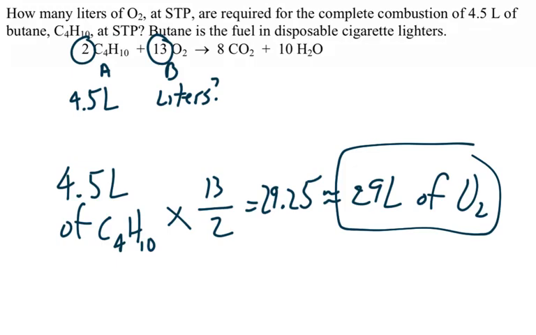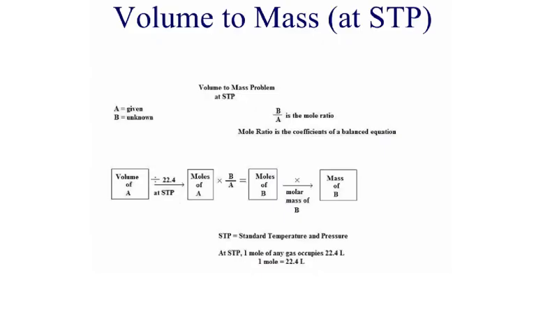Now, not all problems are volume to volume. You might have what is called a volume to mass, and I'm going to teach you how to do these under what is called STP conditions. In this lesson, we will only learn how to do volume stoichiometric problems at STP. So what does that mean? STP is an acronym. It stands for standard temperature and pressure.